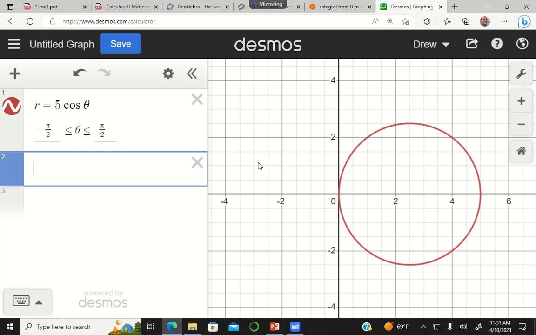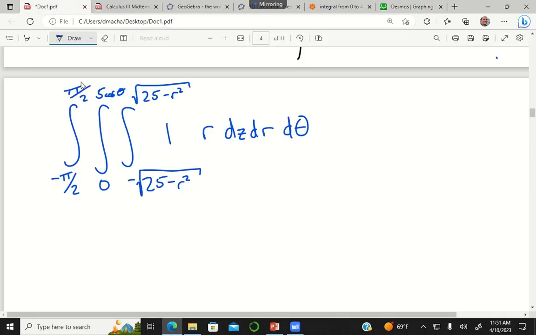And the benefit is that the R values are always positive because the cosine values are positive between negative pi over 2 and pi over 2. So that's why I did it. That's why I swapped these bounds, and that's why I was allowed to make my lower value of R 0, and the upper value of R is just a function of theta, and that's why I chose this order of integration.